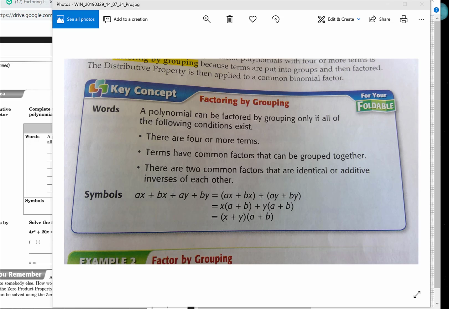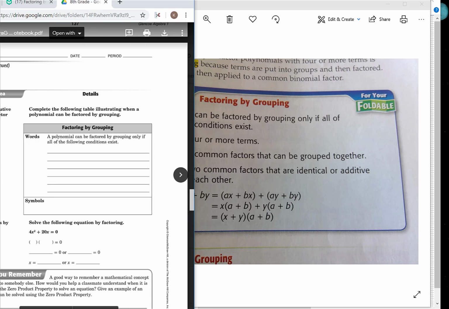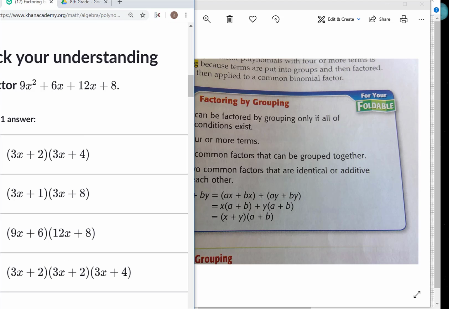In your binder, you have this page where you have a table that you are able to use, this factoring by grouping table, and then you can fill in those things there. So you can pause the video and go ahead and do that. What we're looking at and what we're going to focus on is this. Let me resize the screen for a second.